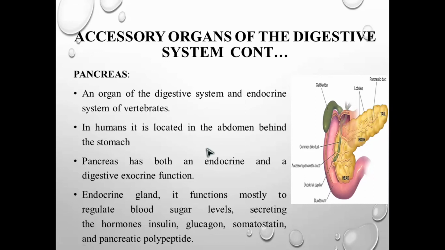The pancreas has both an endocrine and a digestive exocrine function. The endocrine function is mostly to regulate the blood glucose level by secreting hormones called insulin, glucagon, somatostatin, and pancreatic polypeptide. These are secreted by the endocrine gland of your pancreas. We usually know about insulin, which plays a major role in keeping the blood glucose level normal, in either hyperglycemia or hypoglycemia cases.